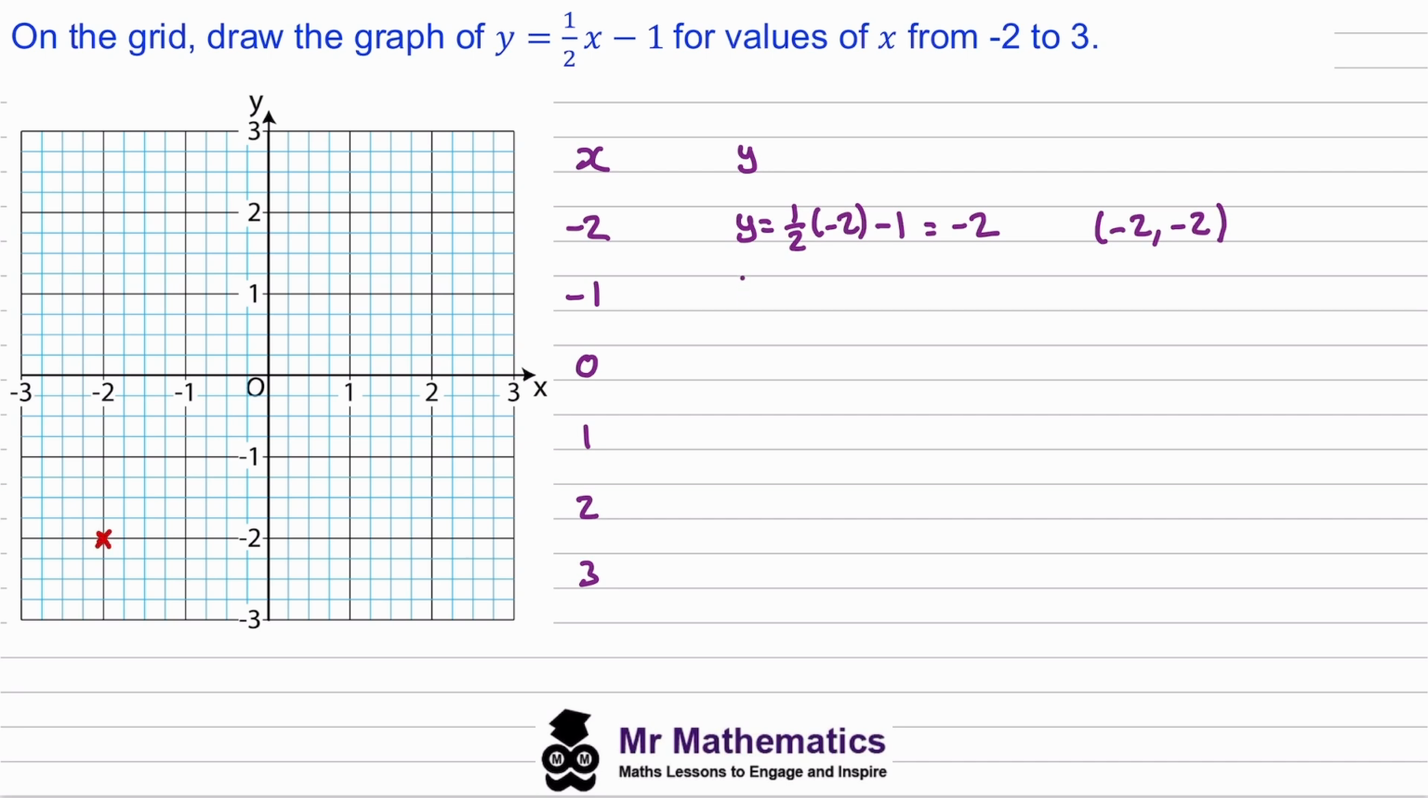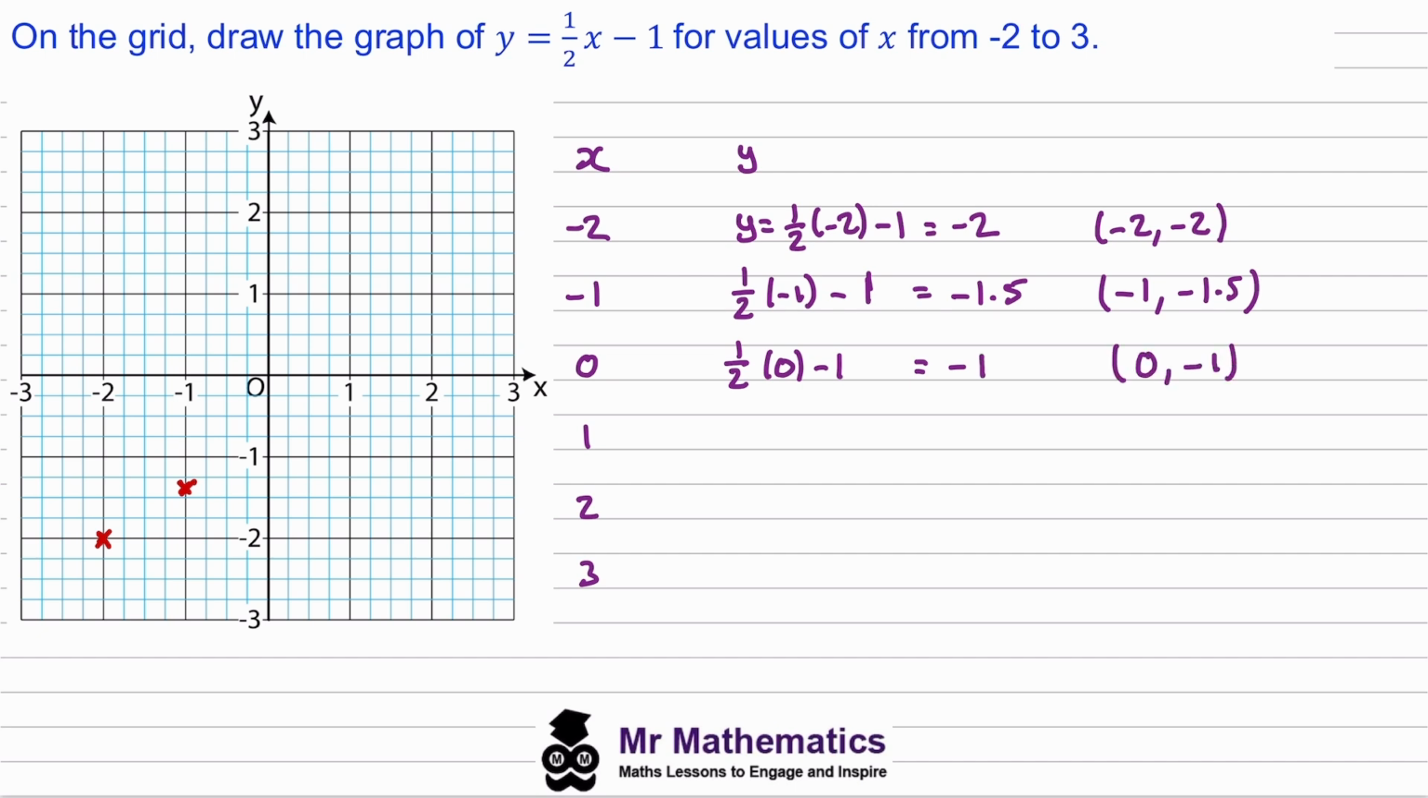When x is -1, we'll get 1/2 of -1, take away the 1. 1/2 of -1 is -1/2. Take away the 1 will give us -1.5. So our coordinate, -1, -1.5, which we can plot here. So what do you think the next value of y will be? Well, let's substitute in x equals 0. So we've got 1/2 of 0, take away the 1. This will give us -1.